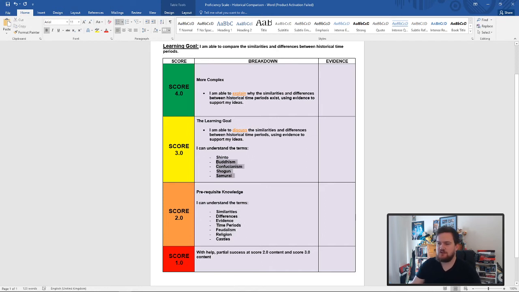By the end of the 5 weeks, you should all be able to be here. But if you would like to push yourself a little further, you might be able to do this. It's slightly more complex. We might be able to discuss something at score 3, but at score 4, you might be able to explain why that happens. Explain why the similarities and differences between historical time periods exist. What reasons were there for those differences happening? Over these 5 weeks, that's what we're going to be focused on. I want everyone to be able to do this. That's what I care about. As long as everyone at the end of this 5 weeks can discuss the similarities and differences between Japan and Europe, and they can tell me what these 5 words mean, then you'll be all good to go.